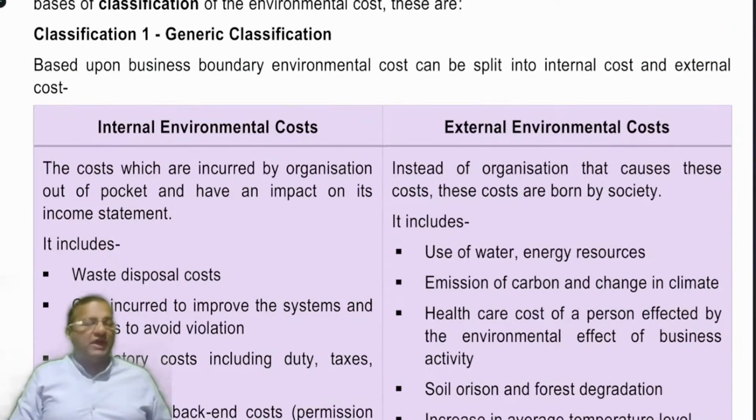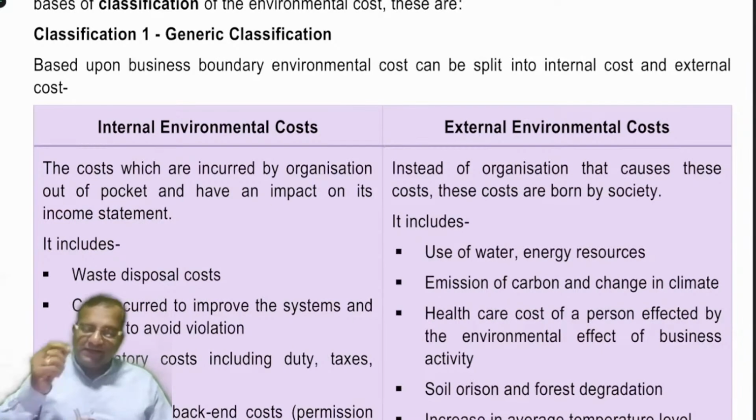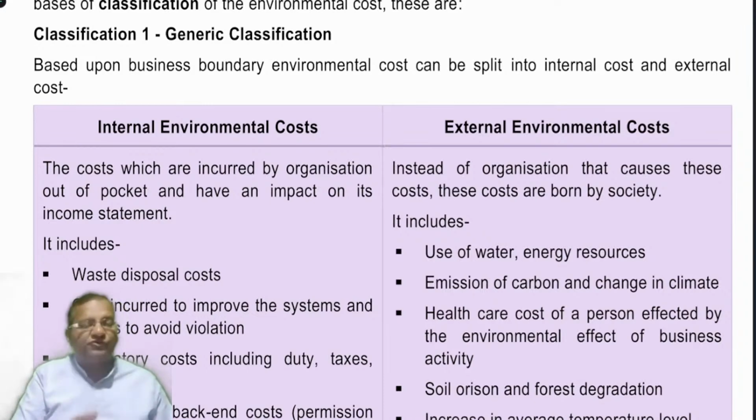Generic classification has bifurcated environmental cost into two parts: internal environmental cost and external environmental cost. What is internal environmental cost? These are the costs incurred to prevent damaging the environment. So ये जो खर्चा है ये directly आपको bear करना पड़ेगा. Due to this expense, definitely your profit will be lower.